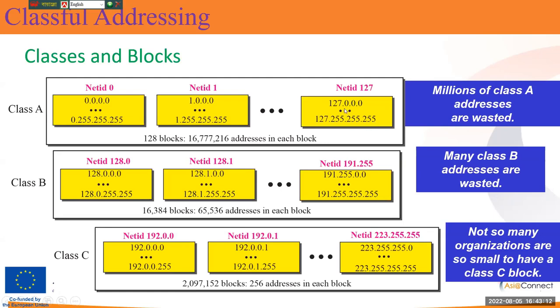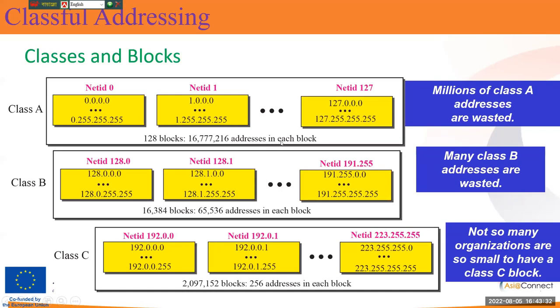And from one block, you can give 2 to the power 24 addresses. Okay, so 2 to the power 24 addresses means 16,777,216 addresses in each block. That means for each block there are 16,777,216 addresses.